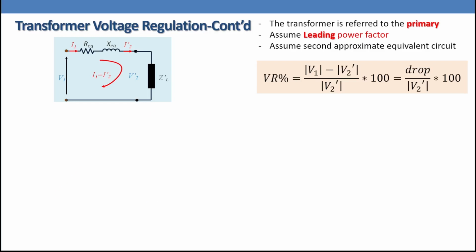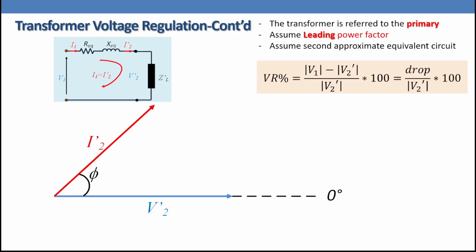Now we have a leading power factor, so the current leads the voltage by angle phi. I2 dash leads V2 dash by angle phi. But this current is going through the transformer impedance, which is R equivalent plus jX equivalent. When the current is going through the resistance, there will be a voltage in phase with the current. When the current is going through the reactance, the current lags the voltage across the reactance by 90 degrees. So we have I2 dash R equivalent, I2 dash X equivalent.